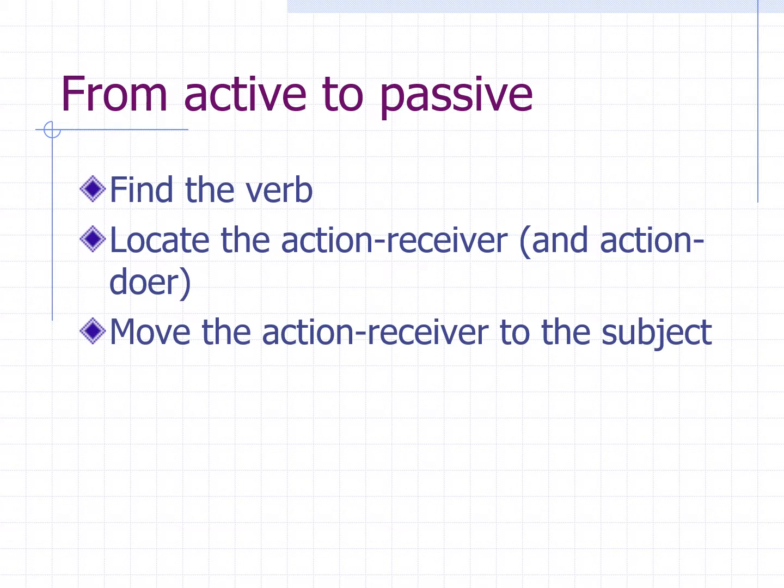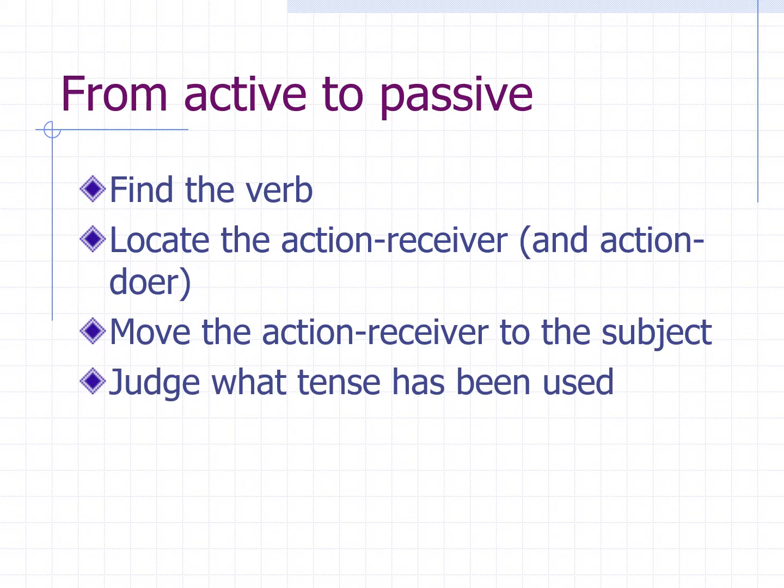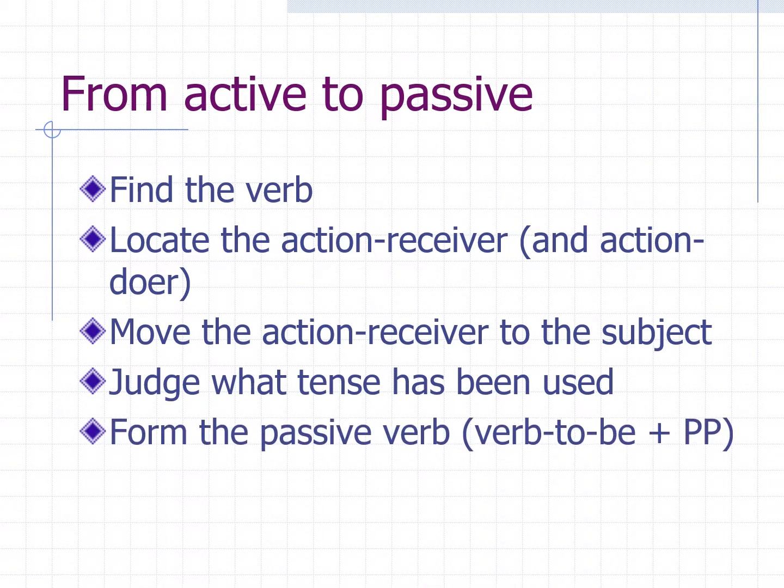Then we look at the verb again, and we judge what tense is being used there. Then we can think about how to change the active verb into a passive verb, because we have to change the verb according to the tense. And when we change to passive verbs, remember, it should be a verb to be plus a past participle. All right, so let's look at an example to refresh your memory.